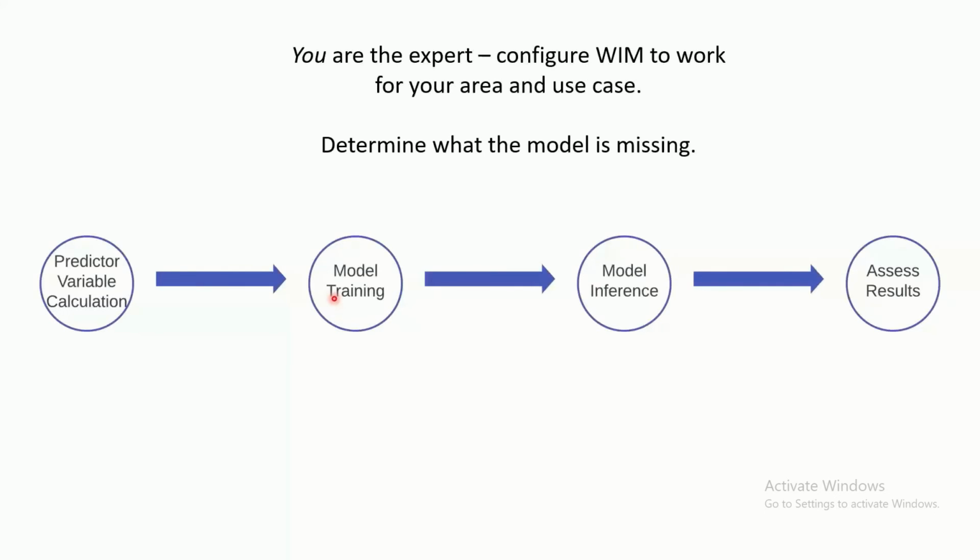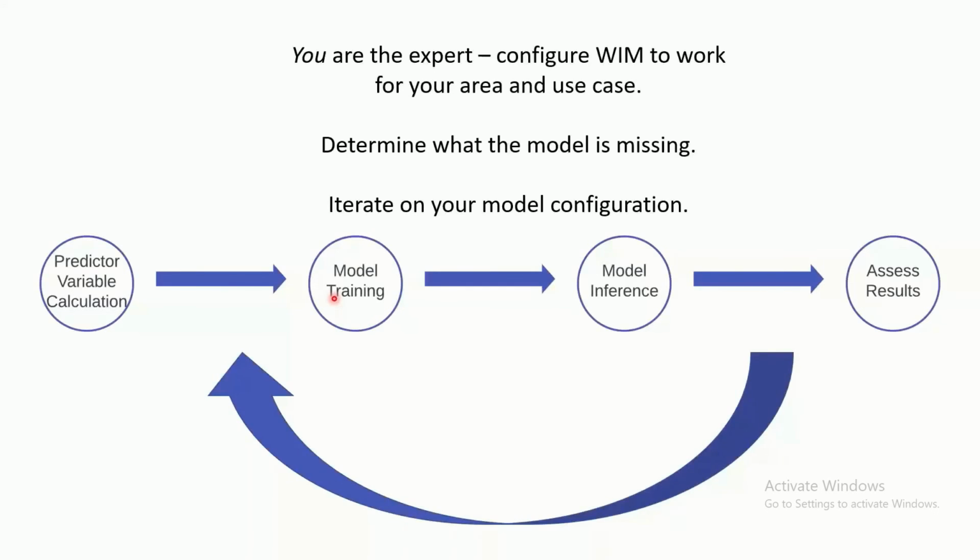So that means that the user should determine what is the model missing based on the results that you assessed, and then iterate on your model configuration, add in those things that are missing, continue to hone that model. So we go from assess results and maybe back to predictor variable calculation. This wasn't meant to look like a smiley face, but sure, using WHIM is a happy thing.